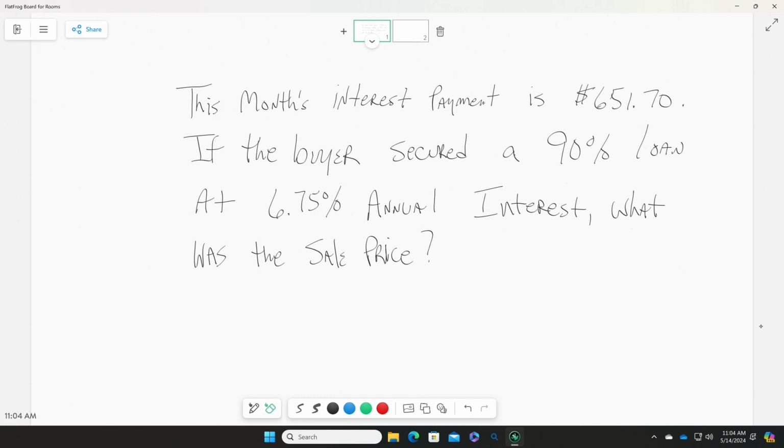Now, a couple of things we want to just kind of understand that we're looking at. This month's interest payment is $651.70. So let me just tip you off that anytime we can figure out what the monthly interest is, if we can convert that to an annual number, it will give us insight into something else that we may need. So first thing we need to do is convert the monthly interest, okay? The monthly interest, we're going to pick up these keywords. We want to convert that to an annual number.